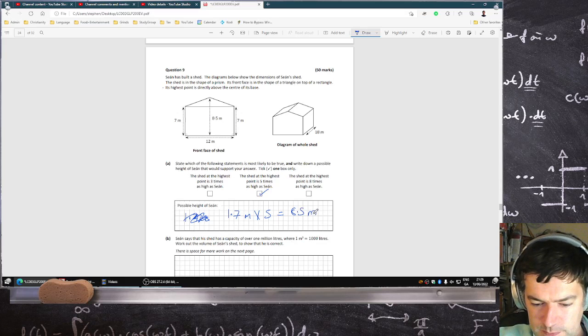Although, I guess it could also have been 8, because that would have made Sean 1 meter tall. It's very unlikely to be 3, because that would make Sean 2.8 meters tall. I don't think so.